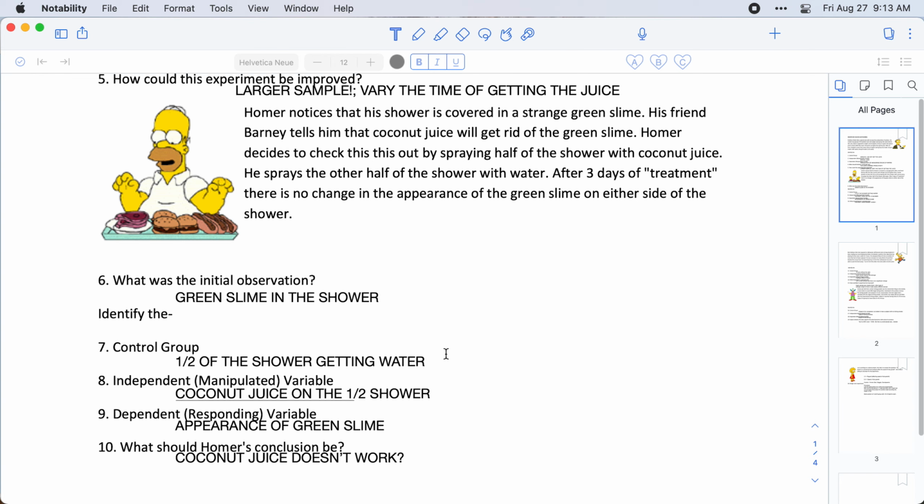The goal of this exercise right here is to identify the three types of variables in every experiment. That is the independent variable, the dependent variable, and the control variable. You have to have all three of those, otherwise you do not have a valid experiment. Without a control, you can't rely on the data. So you should be able to spot these.